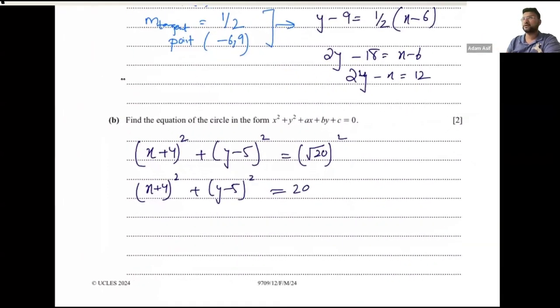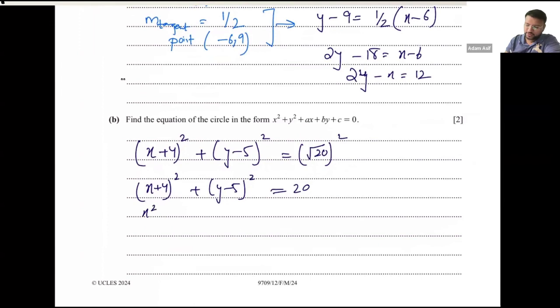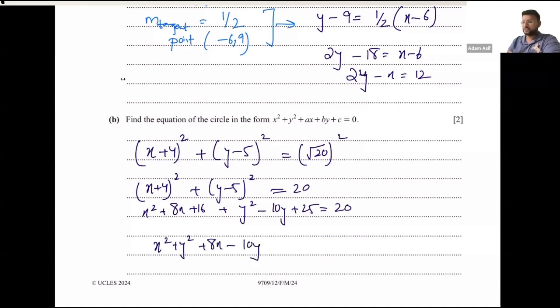Expand this. x square plus 8x plus 16 plus y square minus 10y plus 25 equals to 20. x square plus y square plus 8x minus 10y, 16 plus 25 minus 20, plus 21 equals to 0. Okay?